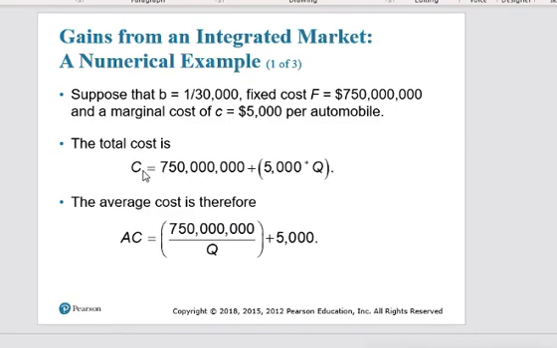Straightforward, isn't it? Total cost is fixed cost plus variable cost. And the average cost is simple: the total cost divided by the number of outputs. So you divide the fixed cost by Q and also the variable cost, so the Q cancels out there. What it means is that when Q increases, your average cost goes down.